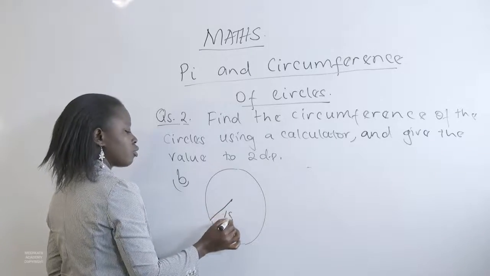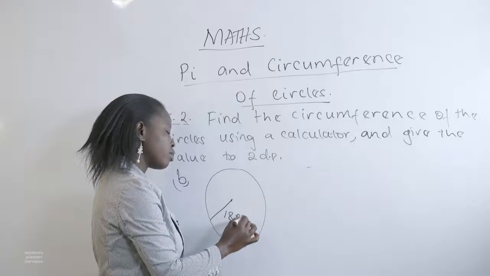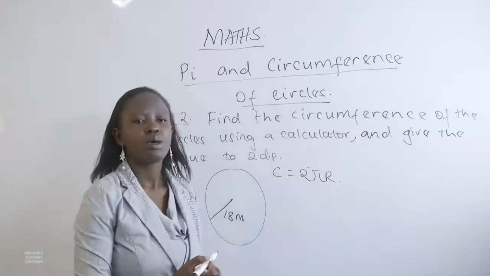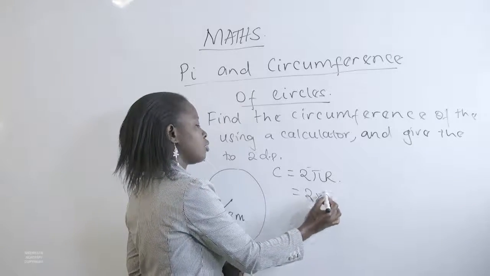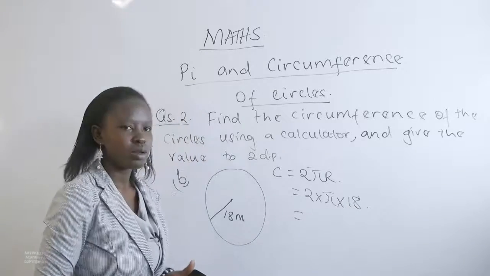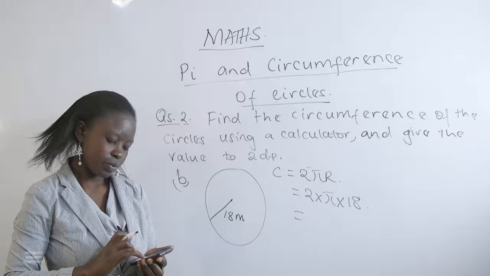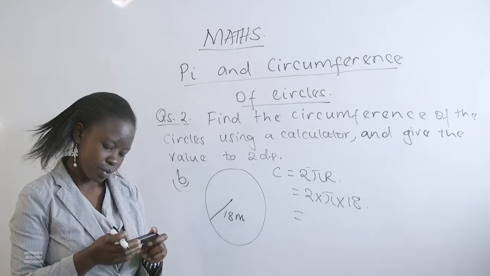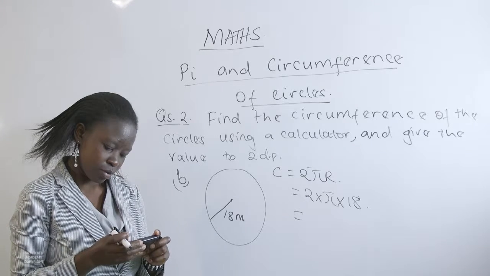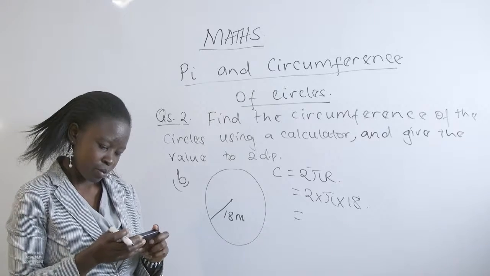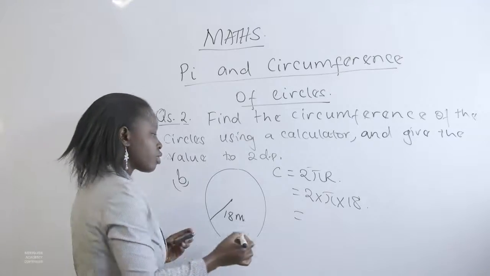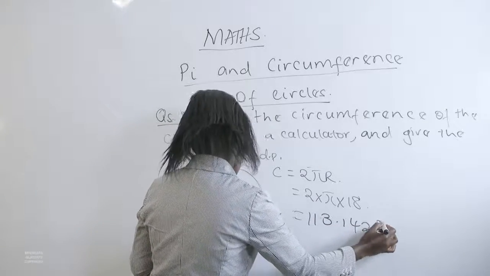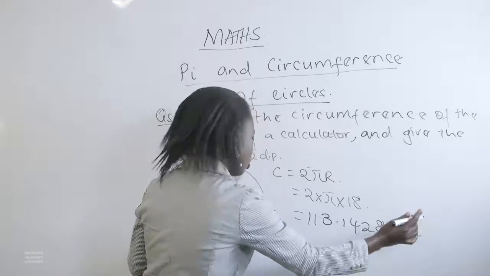We have a circle of radius 18 meters. We are finding the circumference. You are saying circumference is 2 pi r. So that means that I have 2 times pi times 18, and that gives us 113.1428571. The figure is still going on.